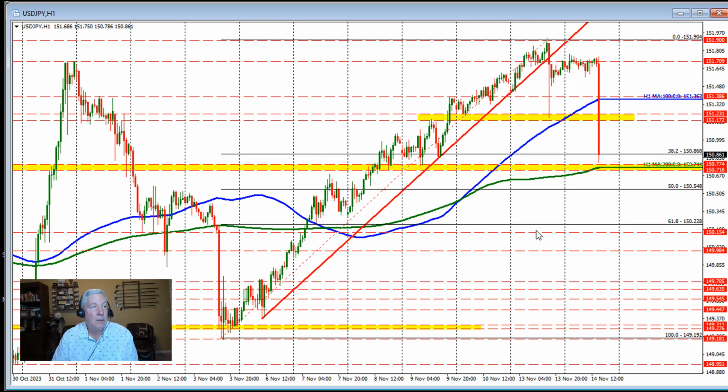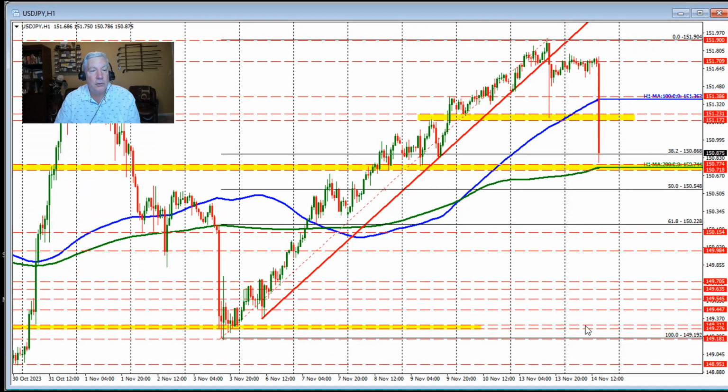Taking a look at the dollar versus yen, it has moved sharply to the downside. In the process, it fell below the 100-hour moving average. That's the blue line in this chart. We also fell below this swing area right through here, which in the short term has been a resistance and then support level in this period right through here.